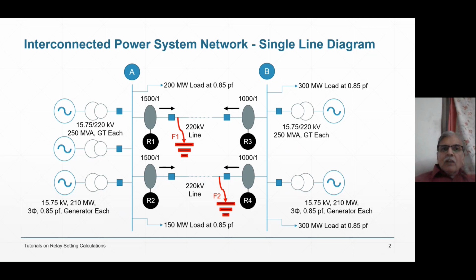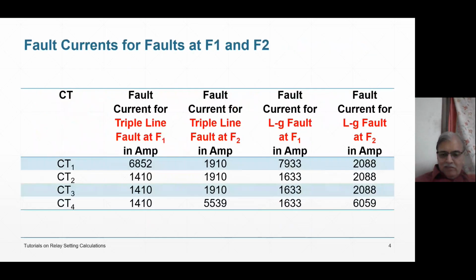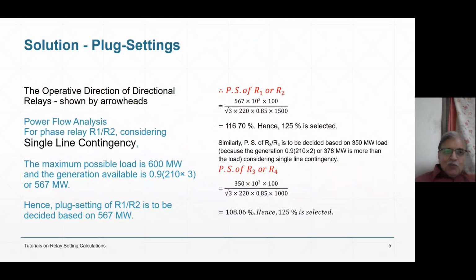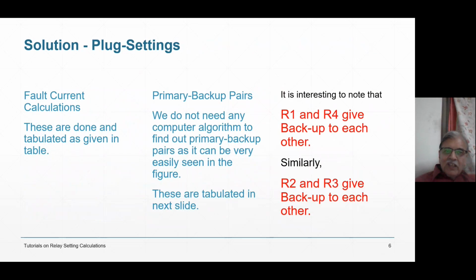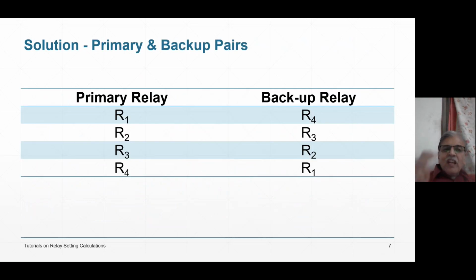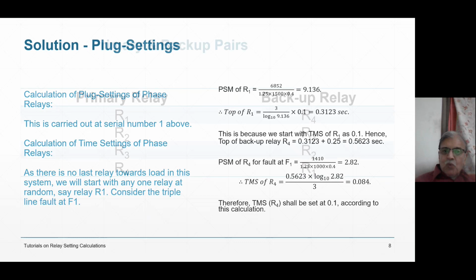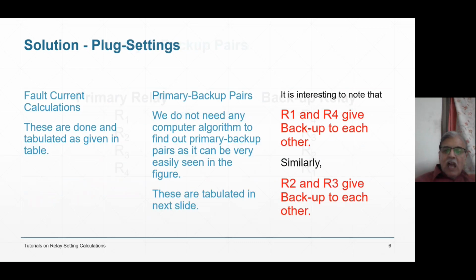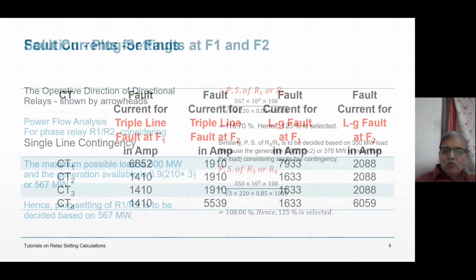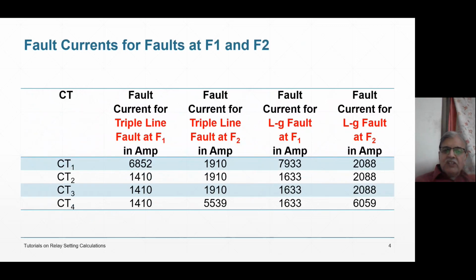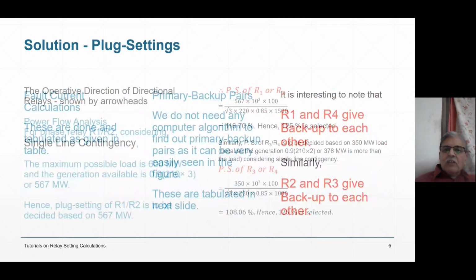So you will find that the thing is quite simple. But friends, not that simple. So my problem starts here. After deciding primary backup pairs, as there is no last relay, I go for R1. What is PSM of R1? The fault current is 6852. I go back. Fault current for R1 is 6852. Check up. Fault current for CT1 is 6852. For all others, 1410. Try to remember 6852.